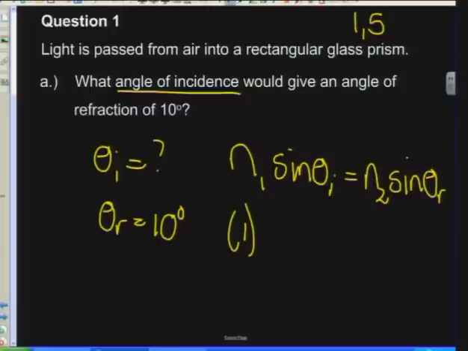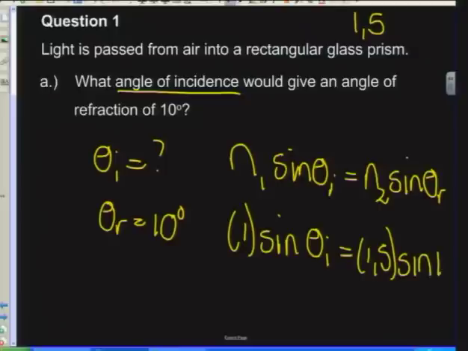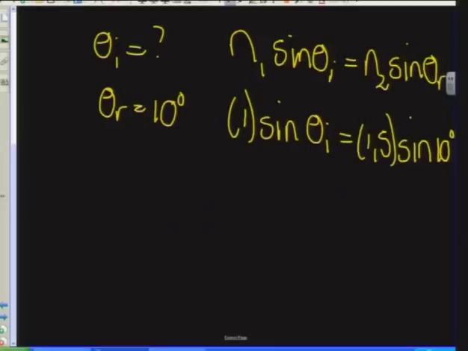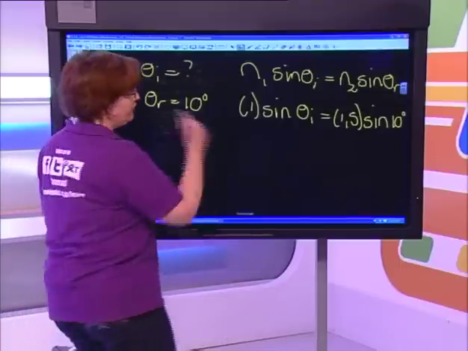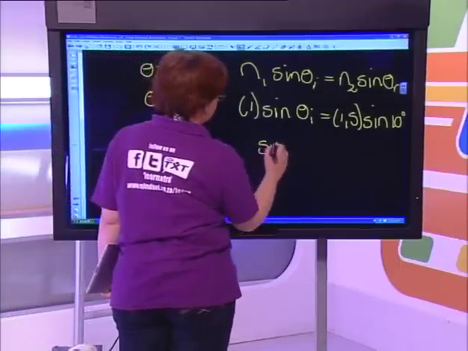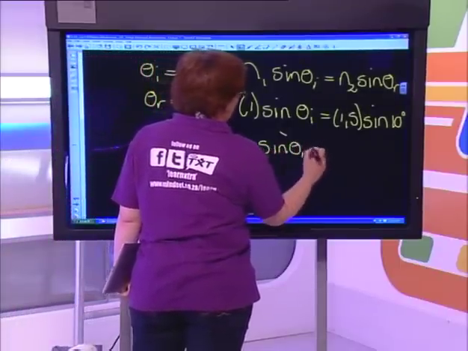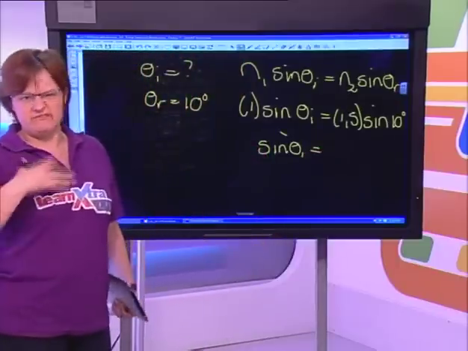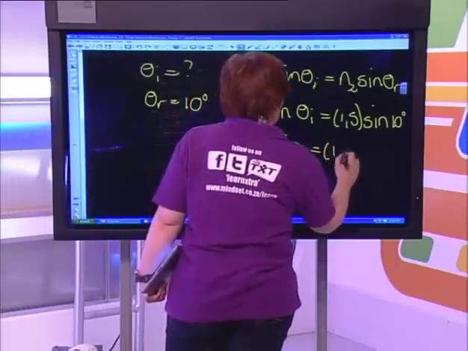We don't know what theta I is. Okay, that doesn't even look like an I anymore. Sorry about that, I would moan at my children, so let's write this properly. There we go. And the refractive index for glass is 1.5, and it has an angle of refraction of 10 degrees. Now we need theta I, so first let's get sine theta on its own. Here we would divide both sides by 1, which is quite nice because dividing by 1 gives the same. So we have 1.5 sine 10 degrees.